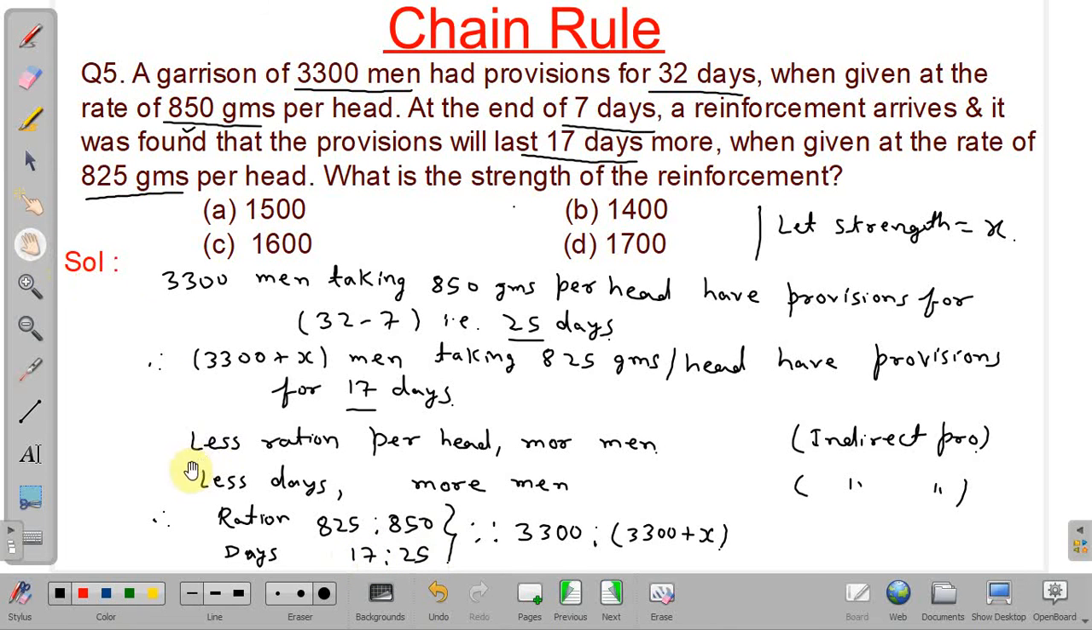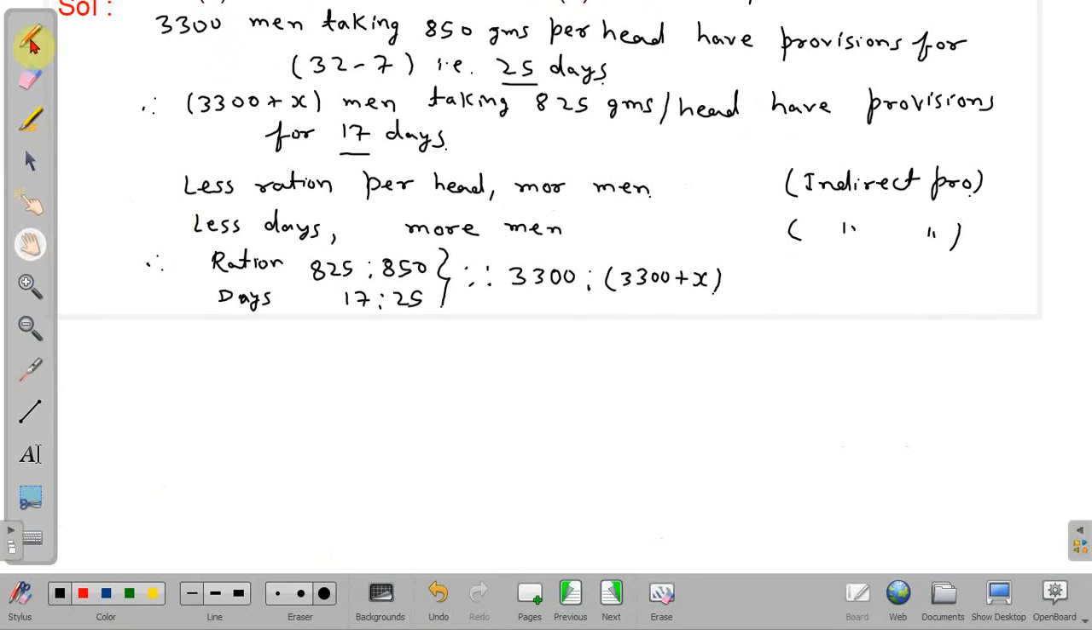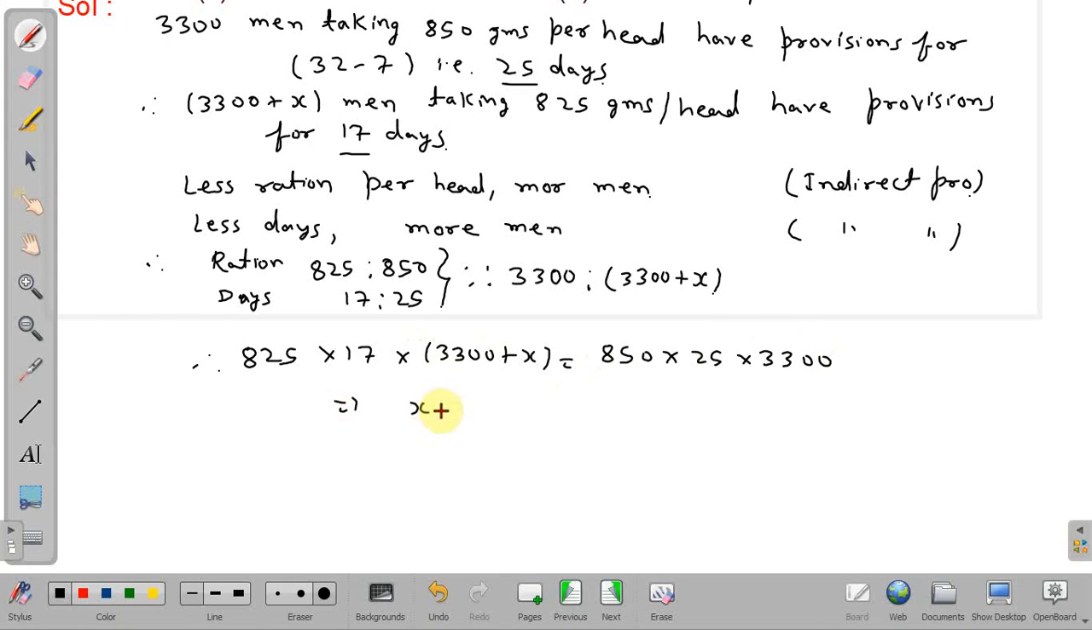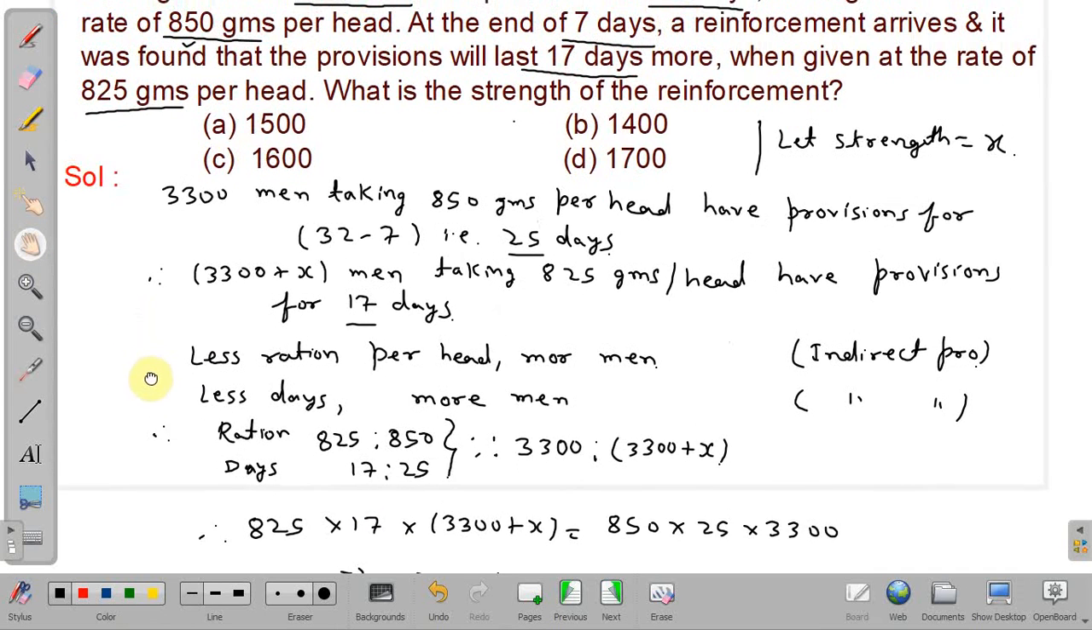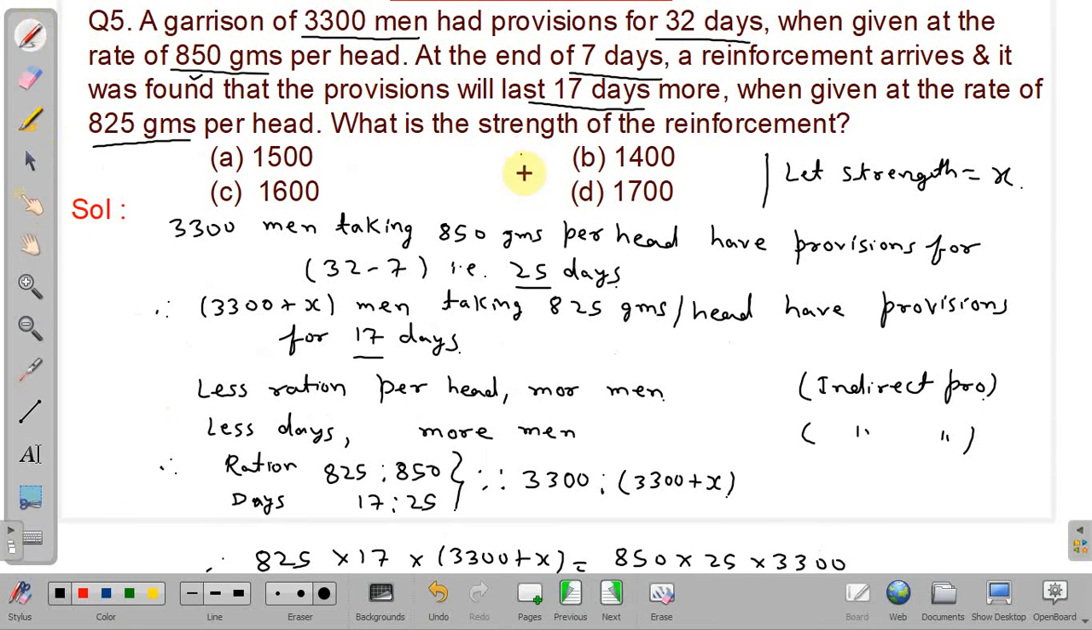Okay, now we will apply rule of proportion, that is product of extremes equal to product of means. So 825 into 17 into 3300 plus x equal to 850 into 25 into 3300. So after solving this, we will get x equal to 1700. Okay. So strength of reinforcement will be 1700 and our answer will be option number D.